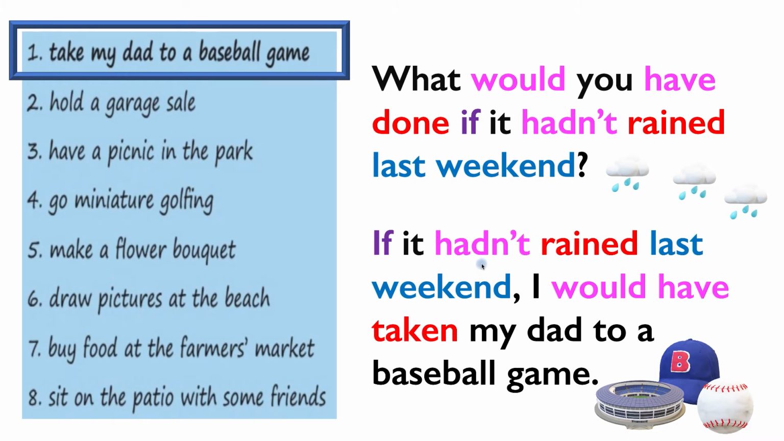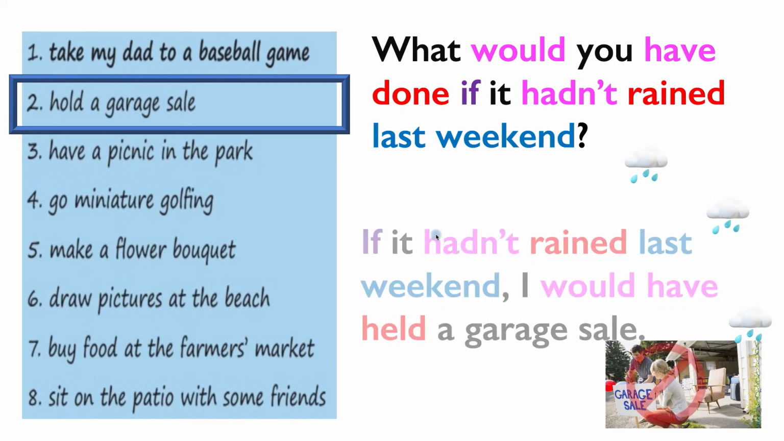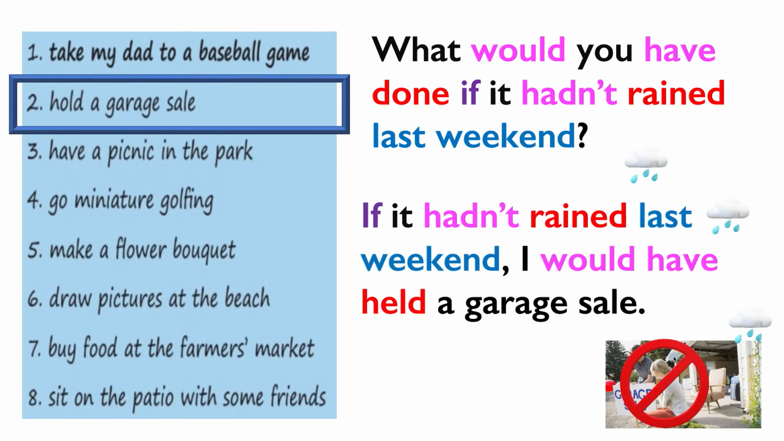So we also can say had it not rained last weekend instead of if it hadn't rained last weekend. But the answer remains the same: I would have plus past participle. Okay. Youngie, what would you have done if it hadn't rained last weekend? If it hadn't rained last weekend, I would have held a garage sale. Garage sale. So there was no garage sale last weekend because it rained.